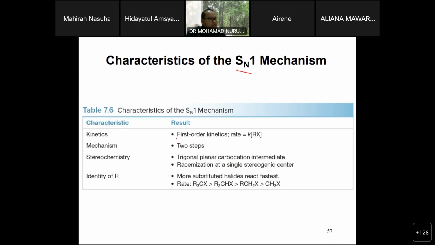Okay, as a conclusion, this is first order kinetics, where the rate depends on the concentration of alkyl halide. And this is a two-step reaction, because it first involves the formation of the carbocation, followed by nucleophilic attack from the top or from the front or from the back. And also the alkyl halides react fastest starting from tertiary, then secondary, and no reaction with methyl and primary. Okay, it's the opposite of SN2 reactions.